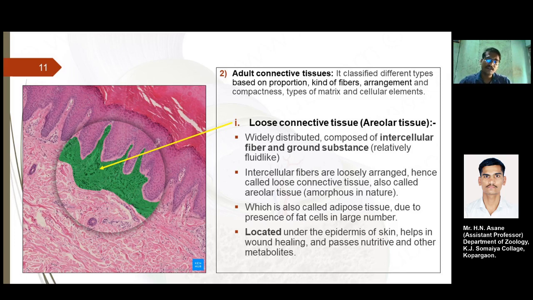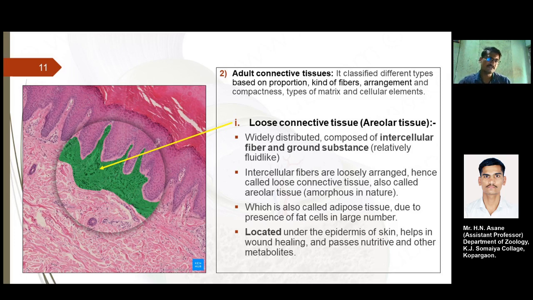It helps in wound healing, and presses nutrients and other metabolites. It also protects our internal organs from damage or injury itself.